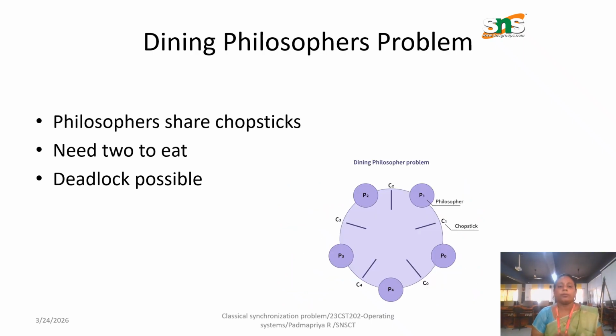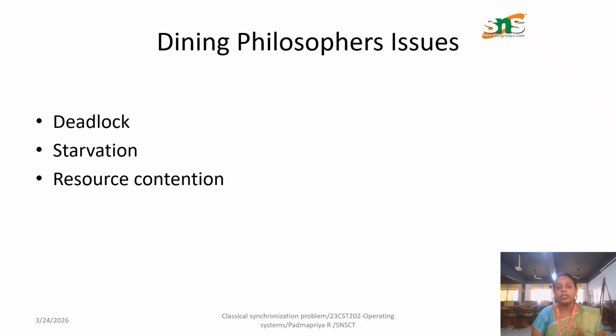Dining philosopher problem. Dining philosopher means shared chopsticks; two are needed to eat. Deadlock is possible. These are the issues while using the dining philosopher problem: deadlock, starvation, and resource contention.